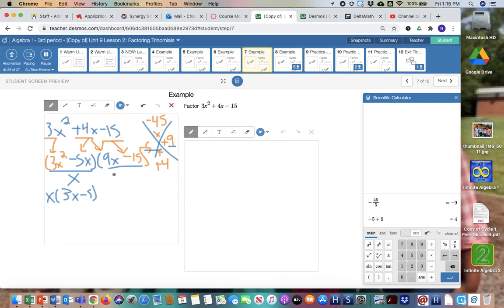Okay, what about back here? Well, we're going to divide out what? A positive 3. 3 divides into both of those. 9 divided by 3 is 3. Bring the x down with it. Negative 15 divided by 3 is negative 5.